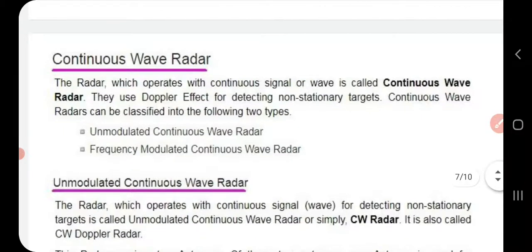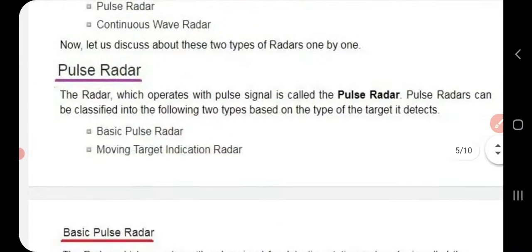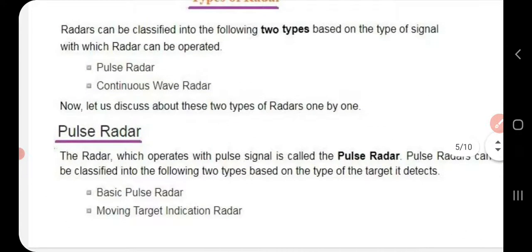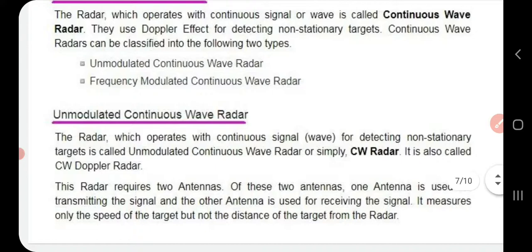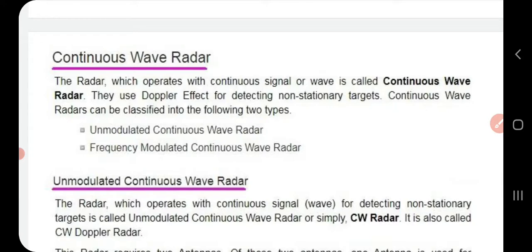Now the other classification, continuous wave radar. This was pulse radar. They are classified into two, basic pulse radar and moving target indication radar. Now the other one is continuous wave radar. They are again classified into two, unmodulated continuous wave radar and frequency modulated continuous wave radar. So let us see what is a continuous wave radar. The radar which operates with continuous signals is called continuous wave radar. Here also the principle of Doppler effect is used for detecting non-stationary objects.